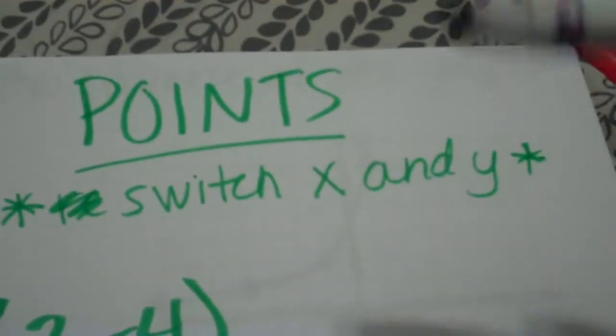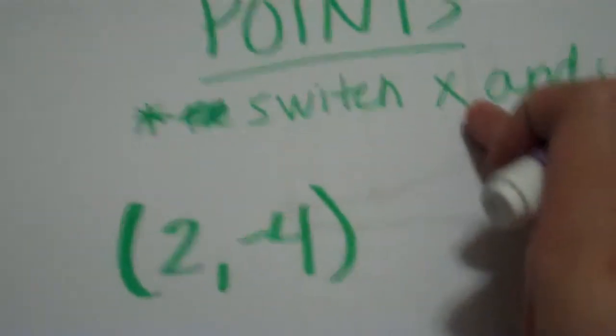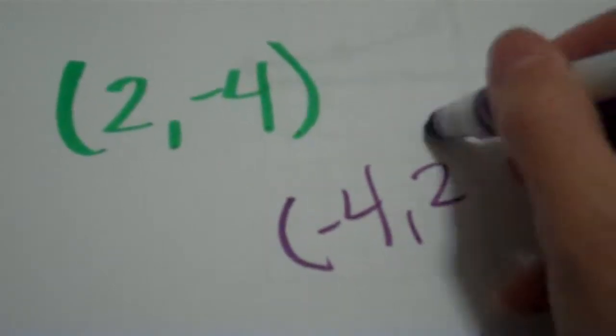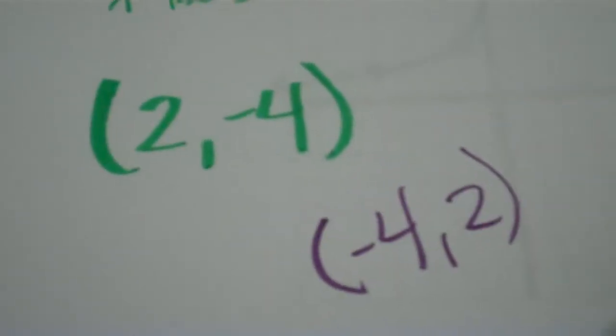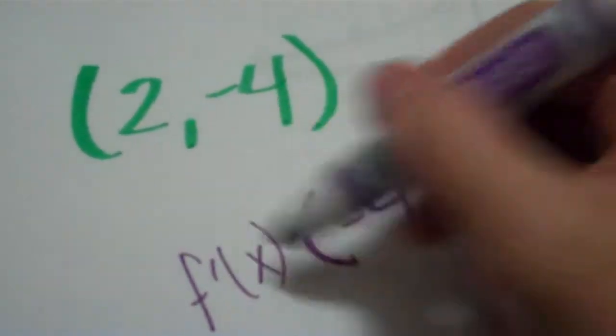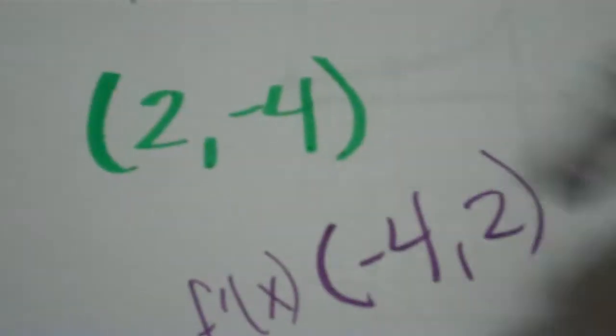All you have to do with points is switch the x and the y. That's it. Very simple. So, a point like this, the inverse of that point, you would switch, would just be -4, 2. That's the inverse. Now, I don't know if she's going to make you write the inverse notation with the little thingy there. I don't know. But that's all you have to do.